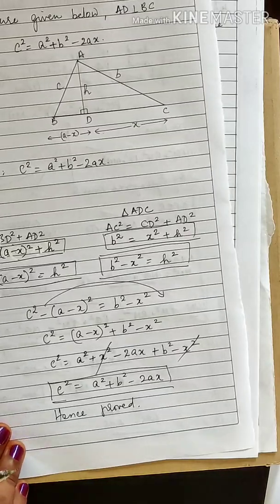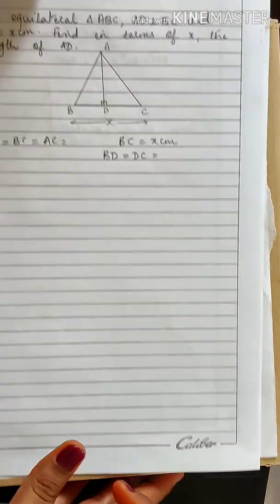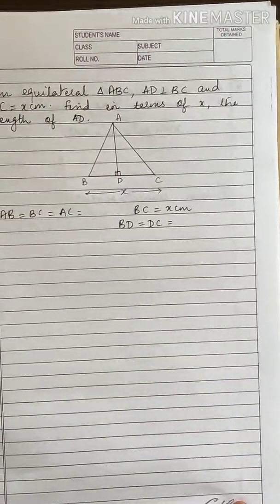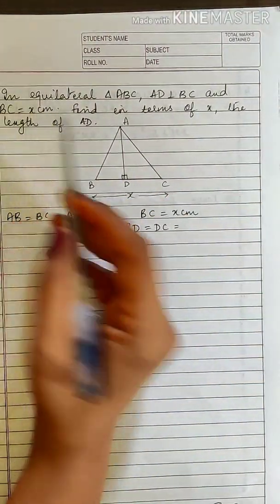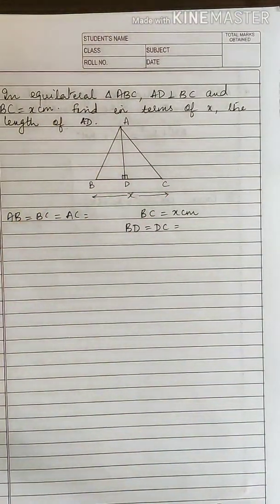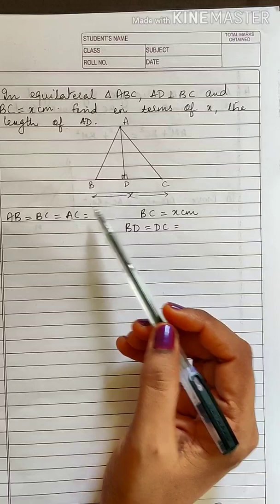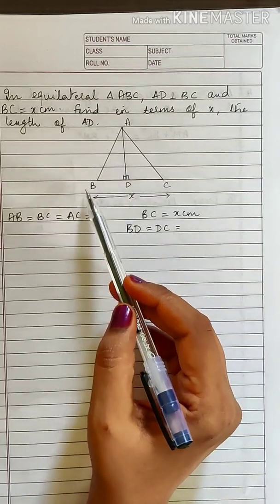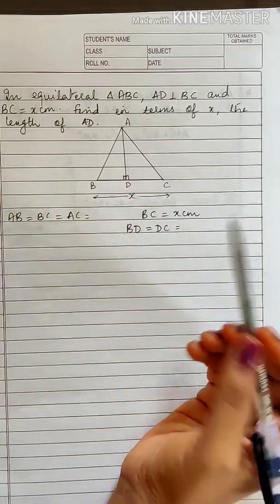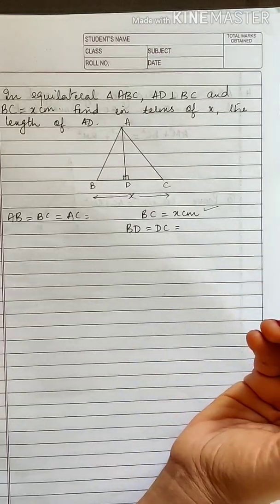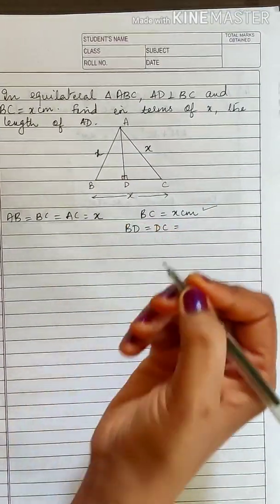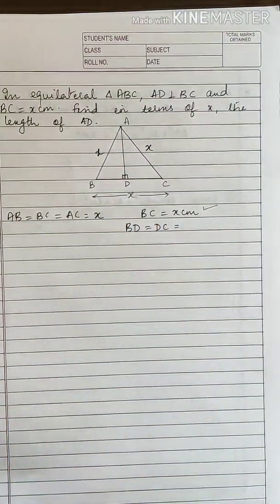Now the next sum. In an equilateral triangle ABC, AD is perpendicular to BC and BC is equal to x centimeter. Find in terms of x the length of AD. Now if you see, this triangle is an equilateral triangle. So what happens here? AB will be equal to BC, BC will be equal to AC, and you are given BC is equal to x centimeter. So this will also become x. AB is equal to BC is equal to AC is equal to x.